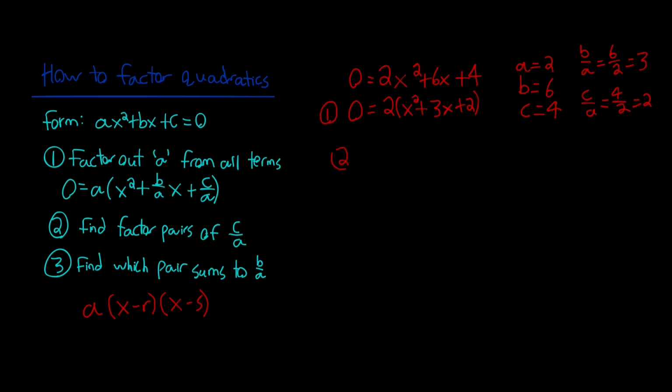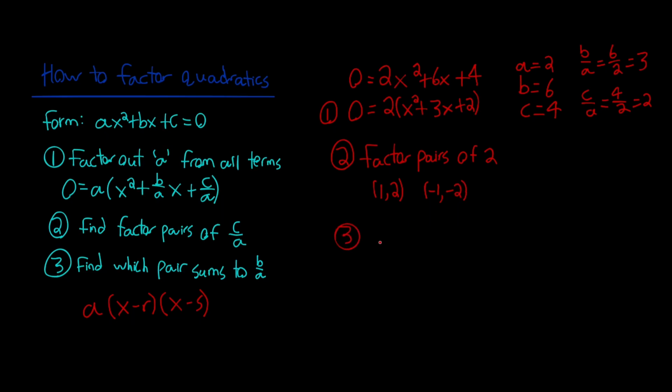Now for step 2, I want to find the factor pairs of c over a, which is going to be 2. So the question then becomes, what are the numbers that multiply to equal 2? Well, we have 1 and 2. And a little bit different from some of the examples last time, we're going to consider negative numbers as well here. So remember that two negative numbers are going to multiply to equal a positive number, right? So we'll have -1 and -2 there.